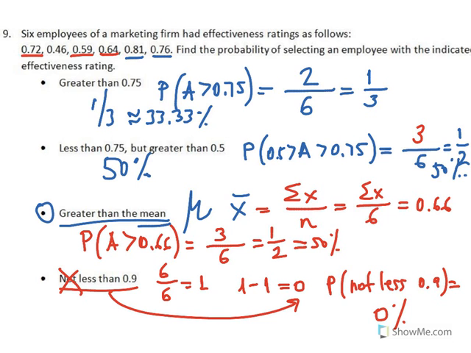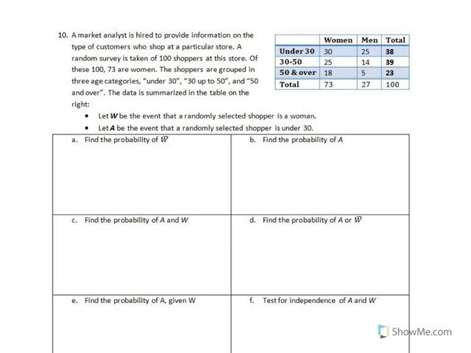One more question. A market analyst is hired to provide information on the type of customers who shop at a particular store. A random survey is taken of 100 shoppers at this store. Of these 100, 73 are women. The shoppers are grouped in 3 age categories: under 30, 30 up to 50, and 50 and over. The data is summarized in the table on the right, this table right over here.